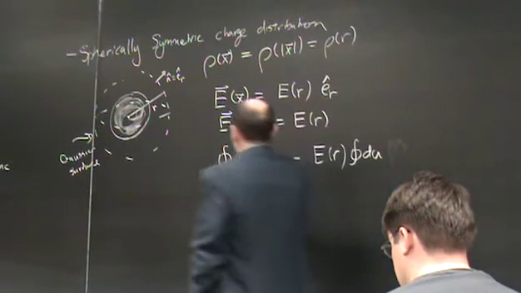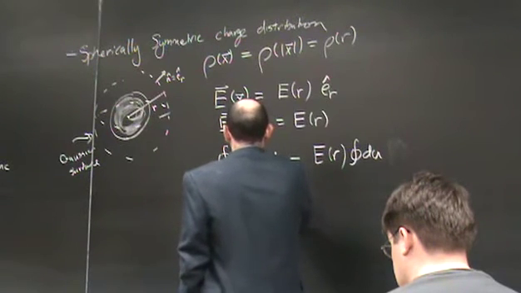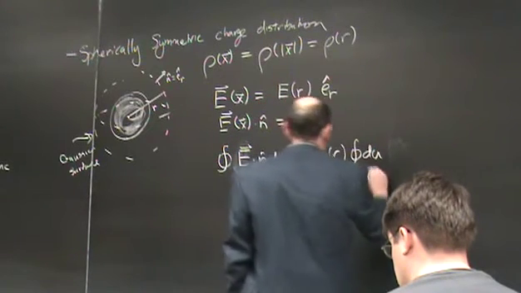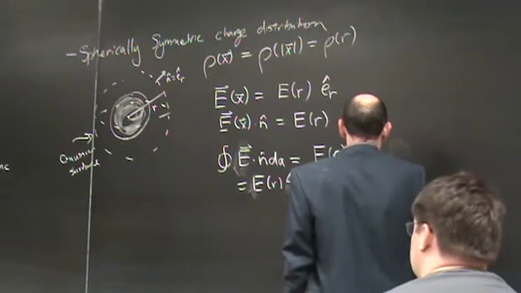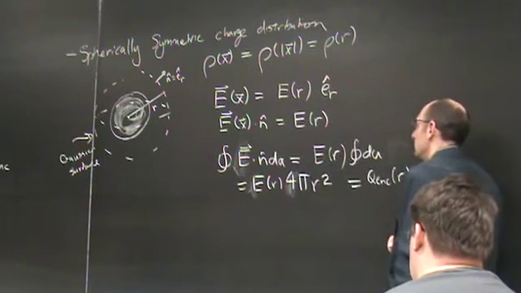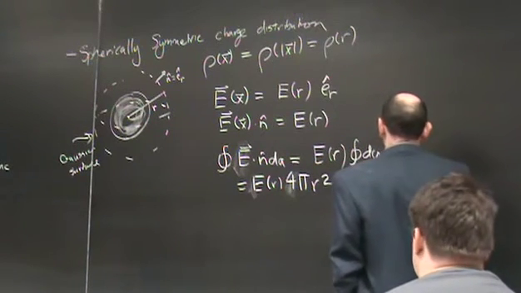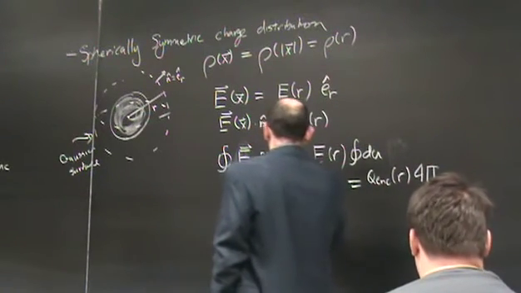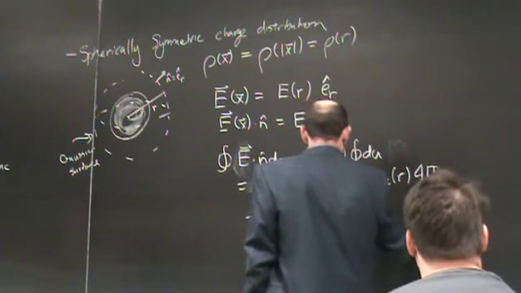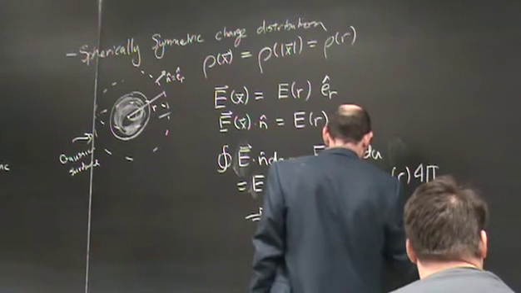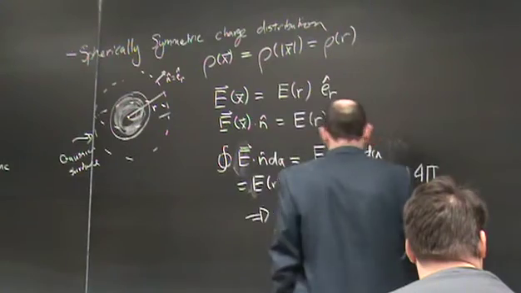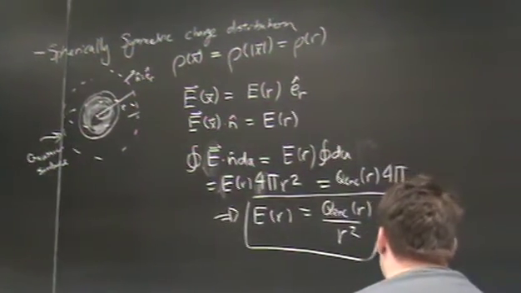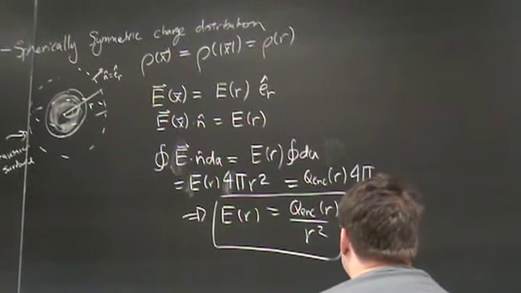And that integral is the surface area of the sphere, 4 pi r squared, which is equal to the enclosed charge at that radius times 4 pi. And thus, the electric field is the enclosed charge at that radius over r squared. And that's the whole story. Familiar from your freshman physics.